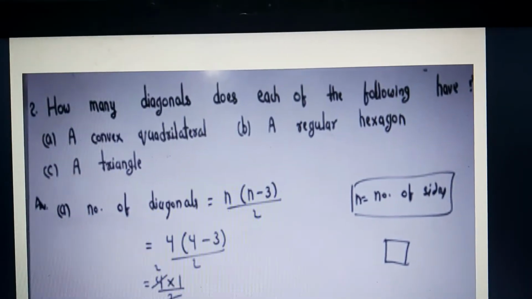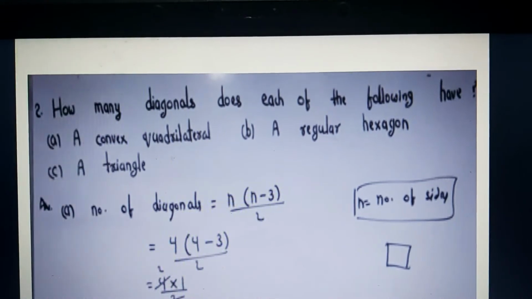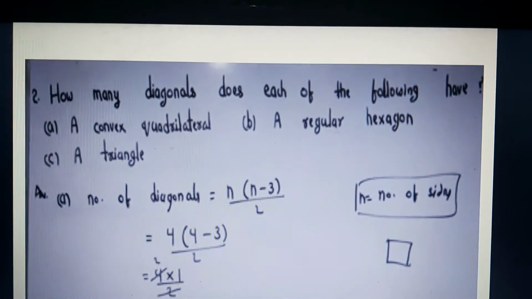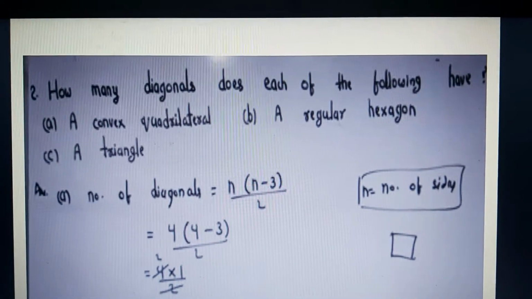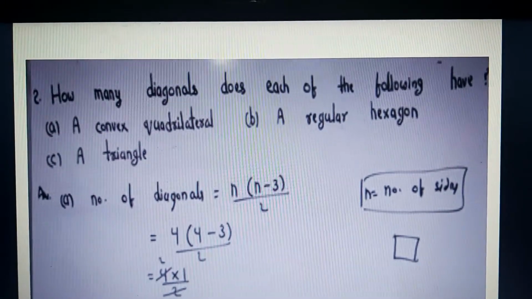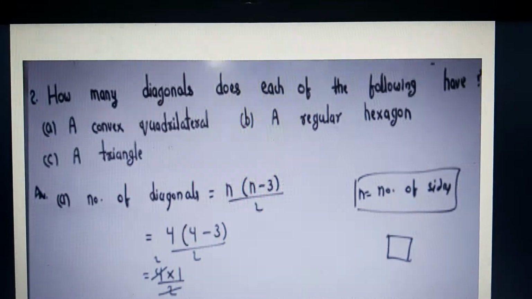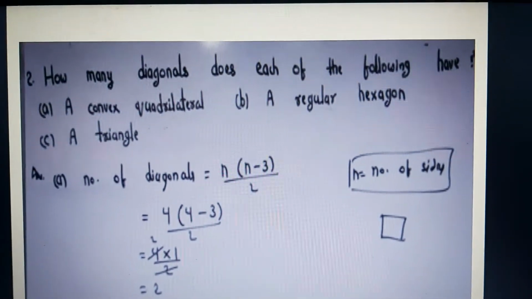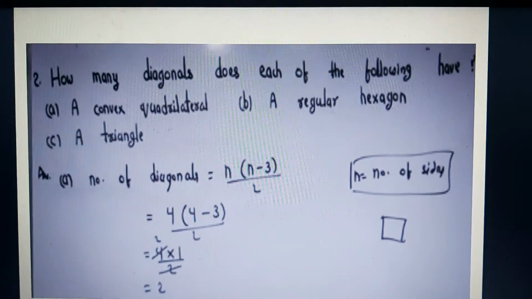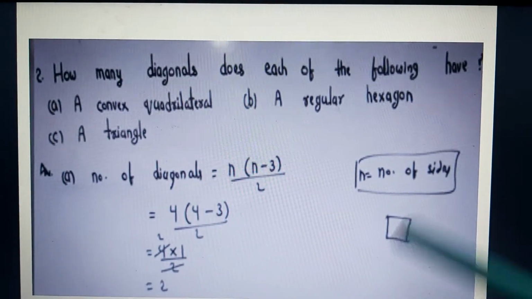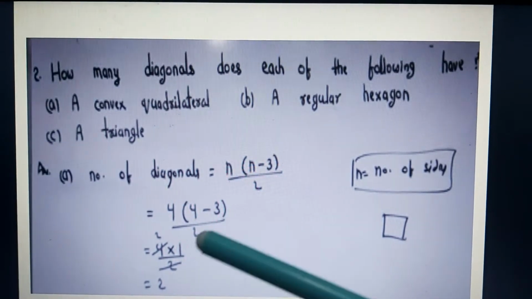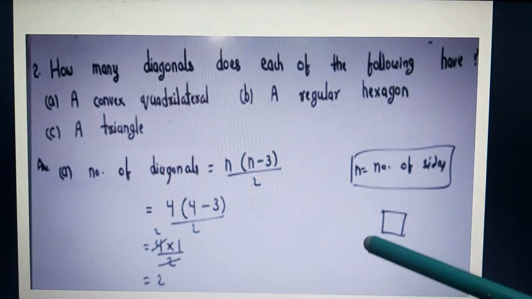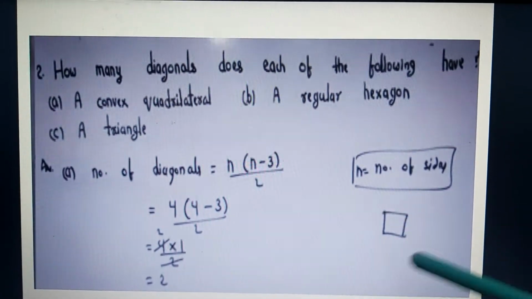In question number 2, how many diagonals does each of the following have? A, convex quadrilateral, B, a regular hexagon, and C, a triangle. So first we will see the convex quadrilateral. The number of diagonals in a convex quadrilateral will be 2.